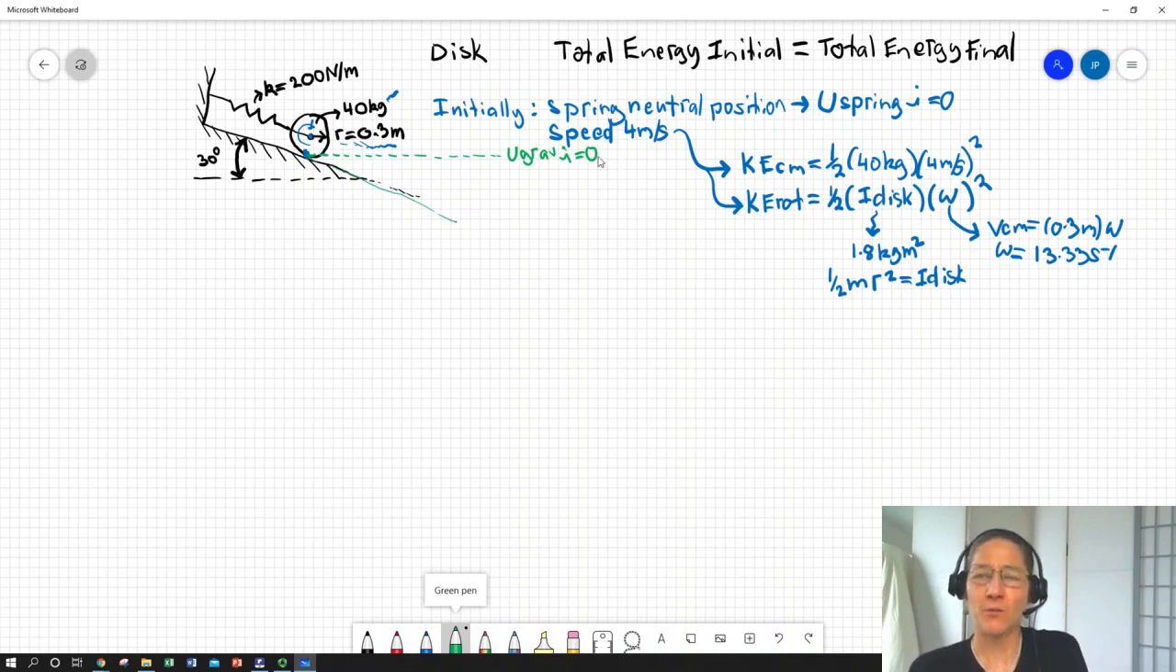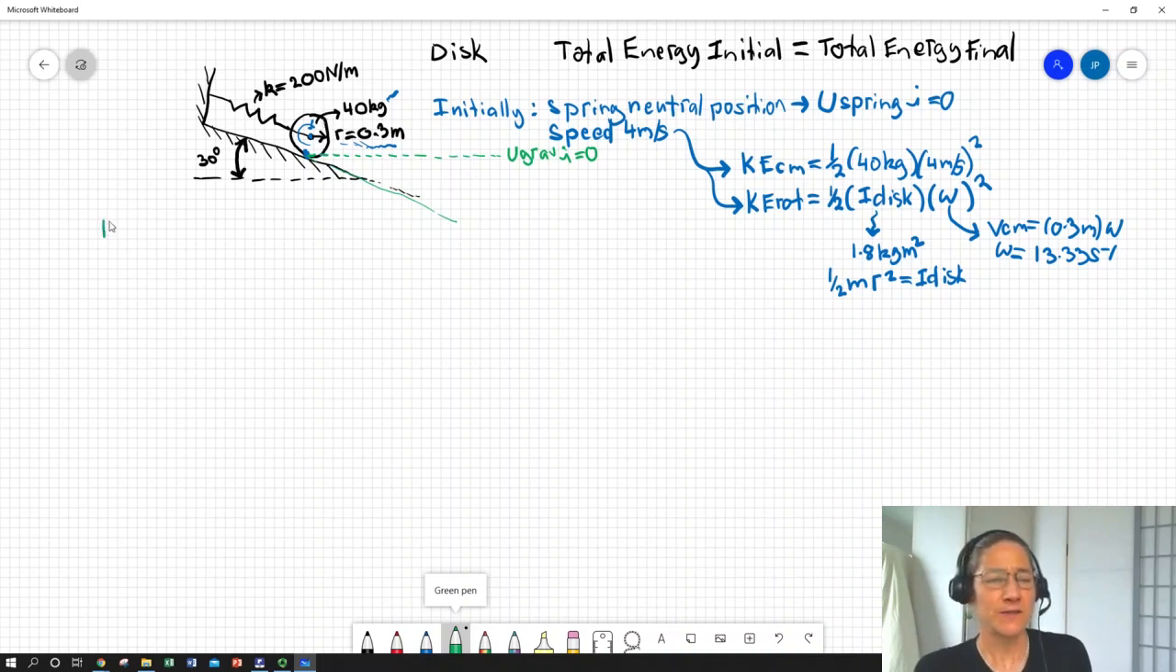So we now have a pretty good statement for our initial state energy-wise. We can do a little bit of algebra and get a comprehensive total kinetic energy, combining our translational kinetic energy, the center of mass, and rotational, using I disk and omega. The spring's neutral when we're starting, so we know that's 0, and we've established gravitational potential energy as 0.